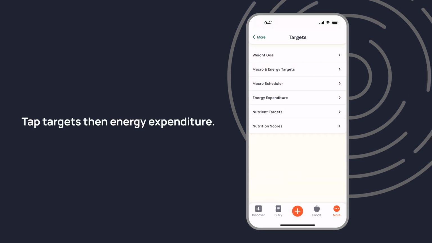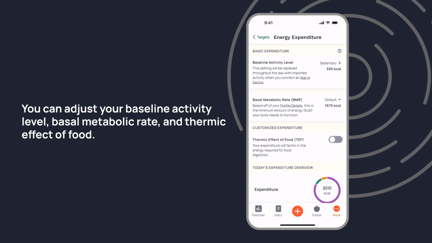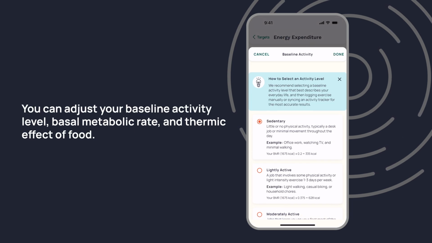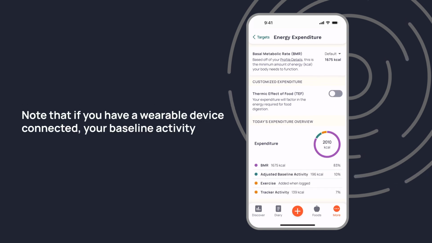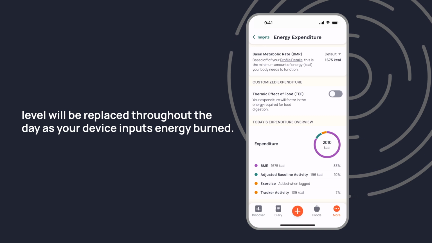Tap Targets, then Energy Expenditure. You can adjust your baseline activity level, basal metabolic rate, and thermic effect of food. Note that if you have a wearable device connected, your baseline activity level will be replaced throughout the day as your device inputs energy burned.